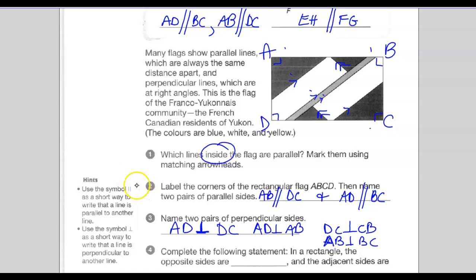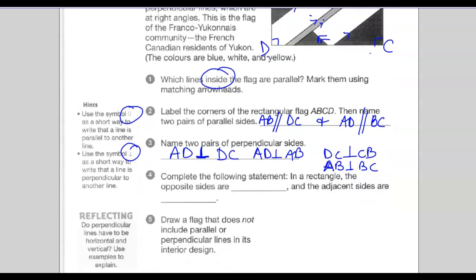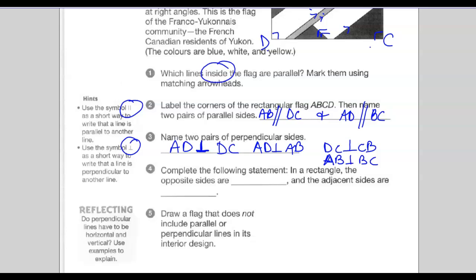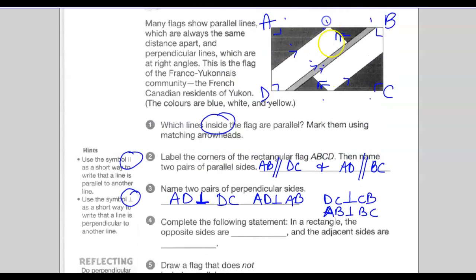Okay, so here we've used that parallel symbol. I kind of do it on a slant so it doesn't look like ones, and then I use that perpendicular symbol. Complete the following statement. In a rectangle, the opposite sides are, so in a rectangle, what about these opposite sides? So they are parallel. And the adjacent sides are perpendicular. That's what we just found out, perpendicular, from the statements 2 and 3.